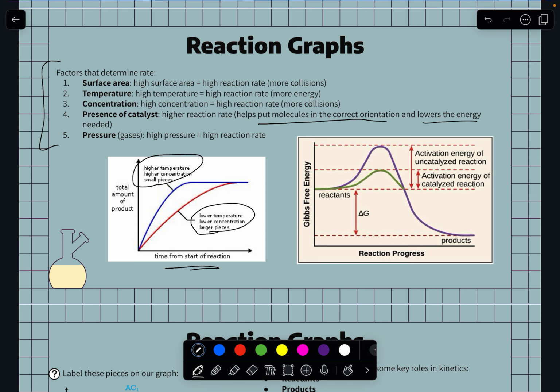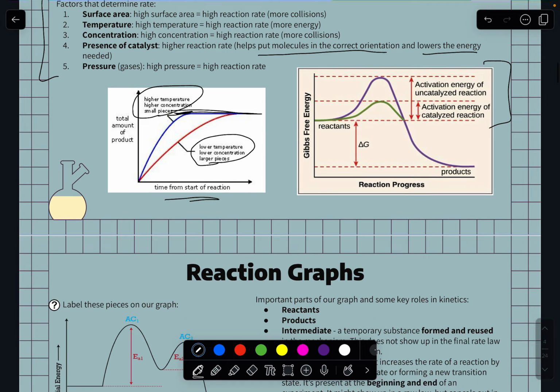You'll see the blue line reaches the total products first because we have a higher rate of reaction. What rate means is we're not making more products, we're just reaching the products faster, right? So both of these lines will end up at the same point, the same plateau. The graph on the right, we're looking at catalysts. A catalyst just decreases that activation energy curve.